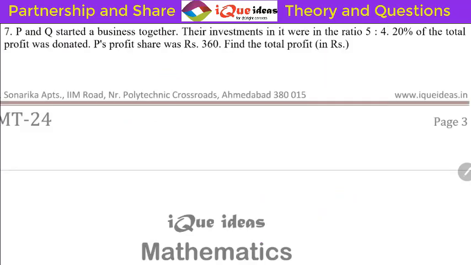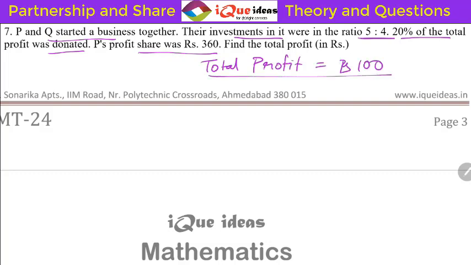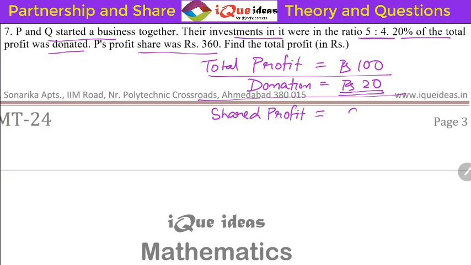Now this seventh question says P and Q started a business together. Their investments in it were in the ratio of 5 is to 4. 20% of the total profit was donated. P's profit share was 360. Let's assume that the total profit value was equal to 100 rupees, just for example. Now donation goes 20% out of this, so donation would be equal to 20 rupees, 20% of 100. So that means the remaining profit will be the shared profit. So the shared profit is 80% of 100, or 100 minus 20, that is 80 rupees.